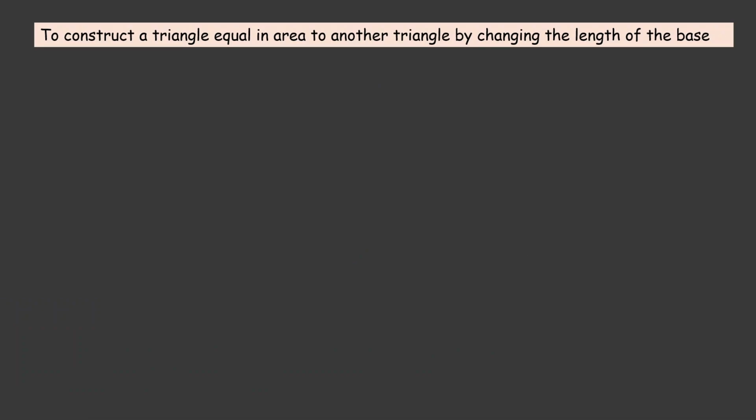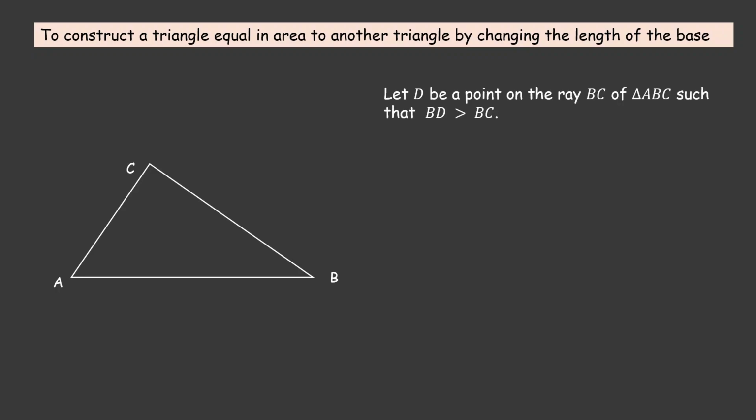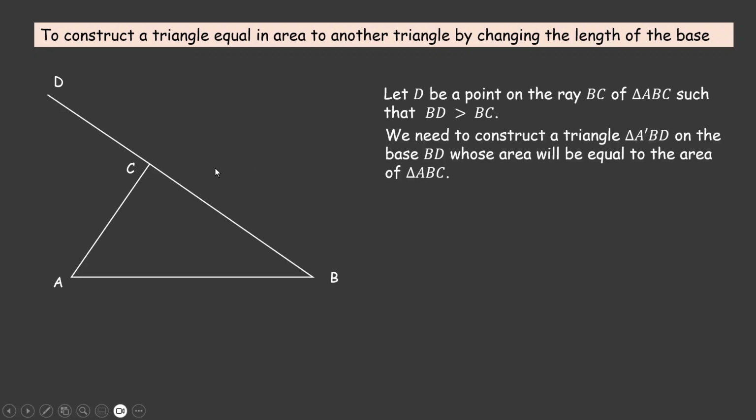Here we are going to construct a triangle equal in area to another triangle by changing the length of the base. So we have a triangle ABC. Let D be a point on the ray BC of triangle ABC such that BD is greater than BC. Now we need to construct a triangle A dash BD on the base BD whose area will be equal to triangle ABC. So basically we need to find the position of the vertex A dash.